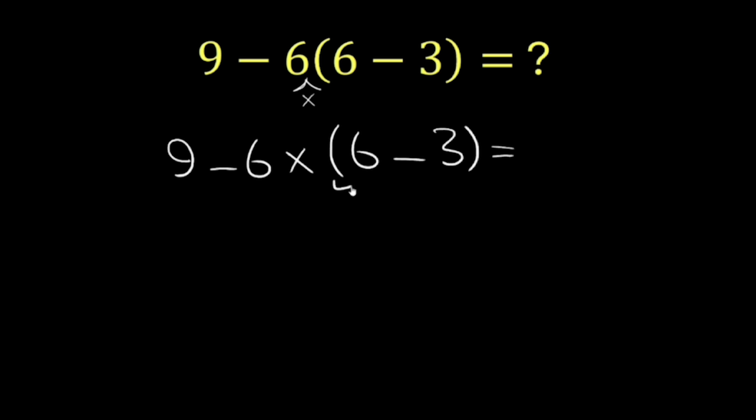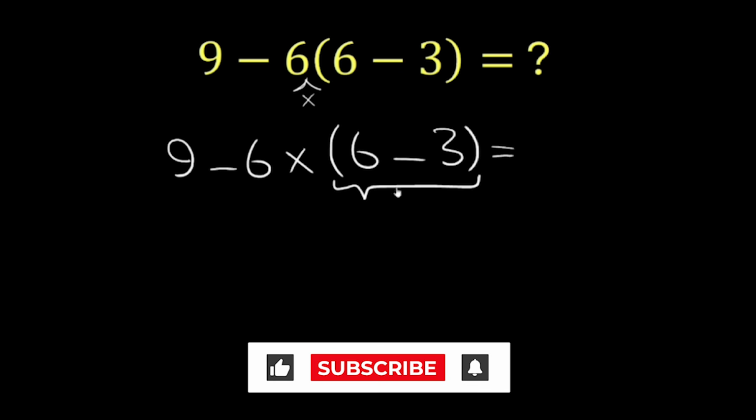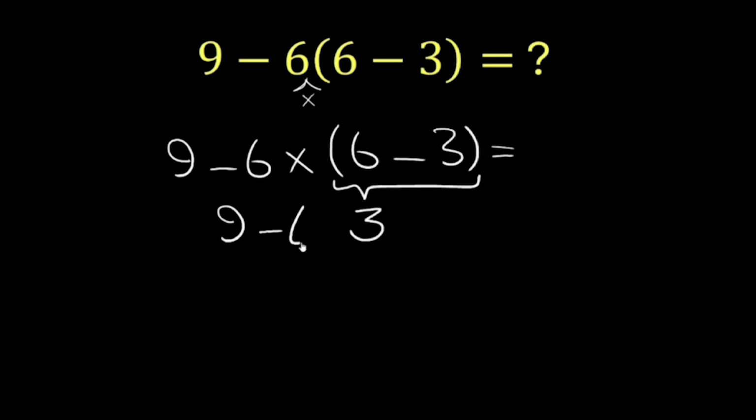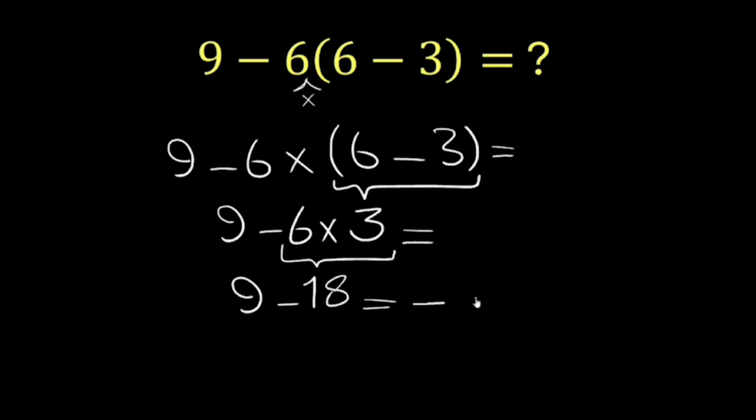According to PEMDAS, we must calculate the parentheses first. So 6 minus 3 gives us 3, and our expression becomes 9 minus 6 times 3. We have a multiplication and a subtraction, and we know, according to PEMDAS, multiplication has higher priority than subtraction. So 6 times 3 gives us 18, and our expression becomes 9 minus 18. 9 minus 18 gives us negative 9, which is our final and correct answer.